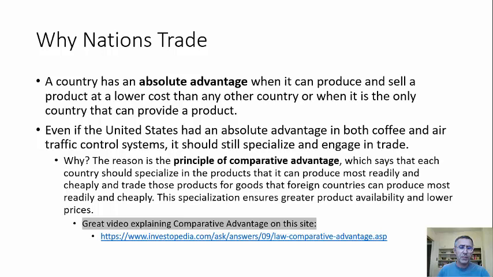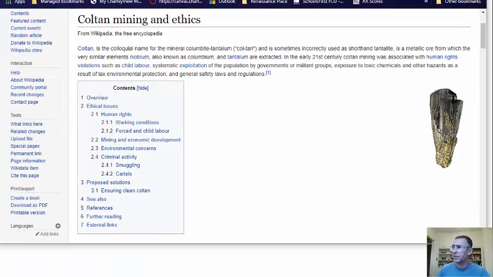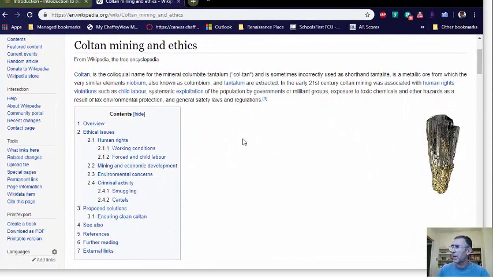And it's lately shown up in the news because the Central African Republic, CAR, is one of those countries that mines a lot of coltan, and some criminal groups have decided to go in and mine there. So this is coltan mining and ethics right there. So what are the human rights issues, etc., the mining and economic development of coltan.